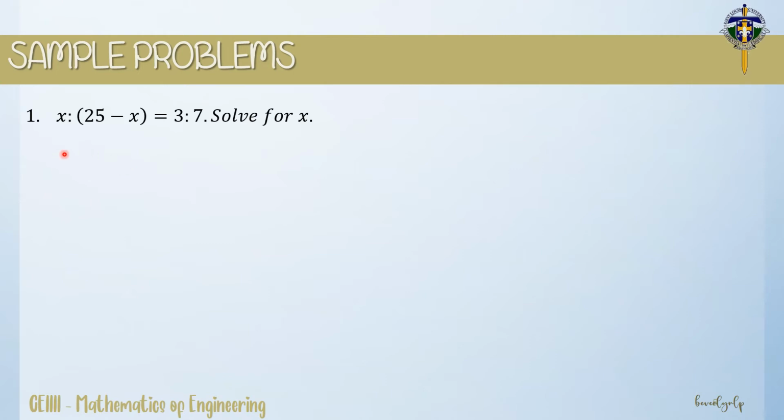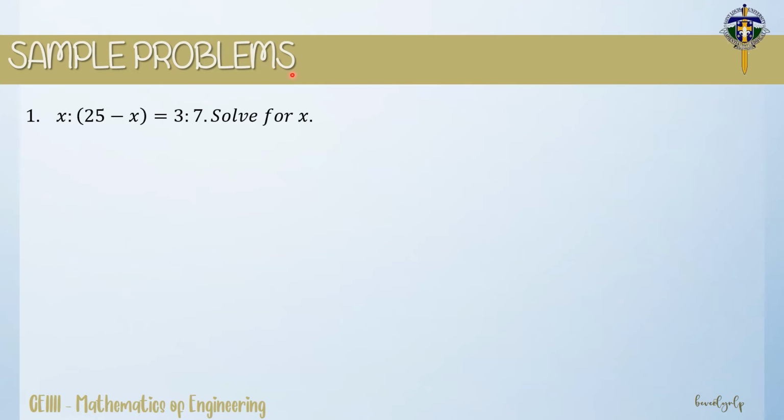So we have here example, x is to 25 minus x is equal to 3 is to 7. Solve for the value of x. So again, we can say that this one is a proportion because the proportion states that two ratios are equal. So we have here your first ratio, x is to 25 minus x, and then the other ratio is 3 is to 7. So this is proportion.